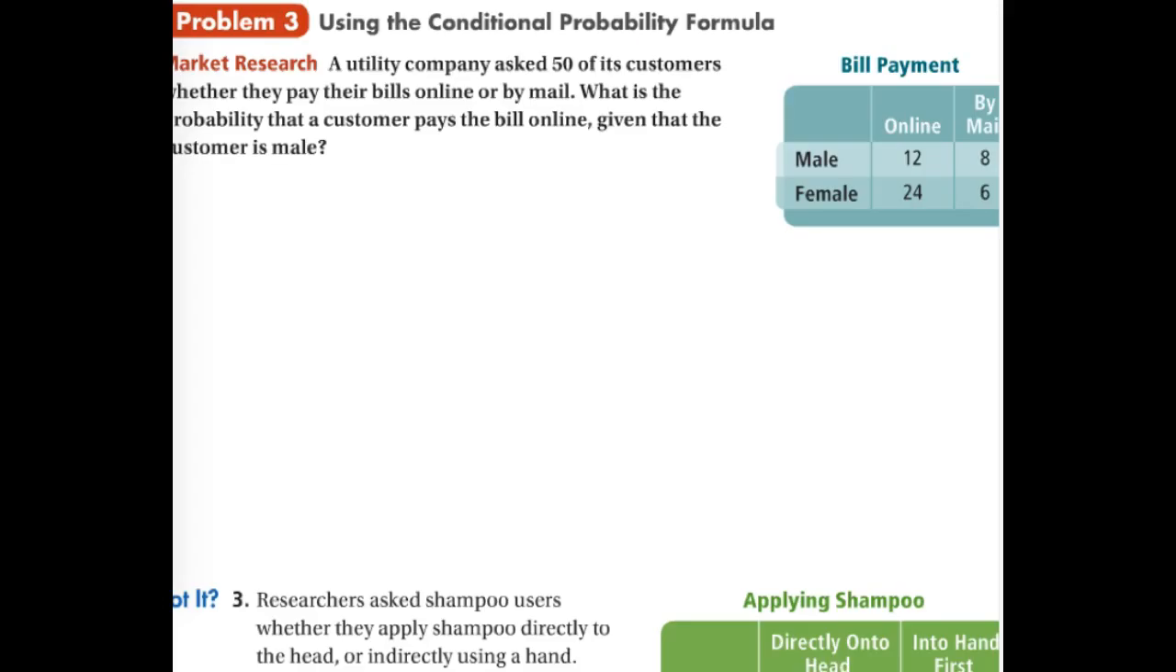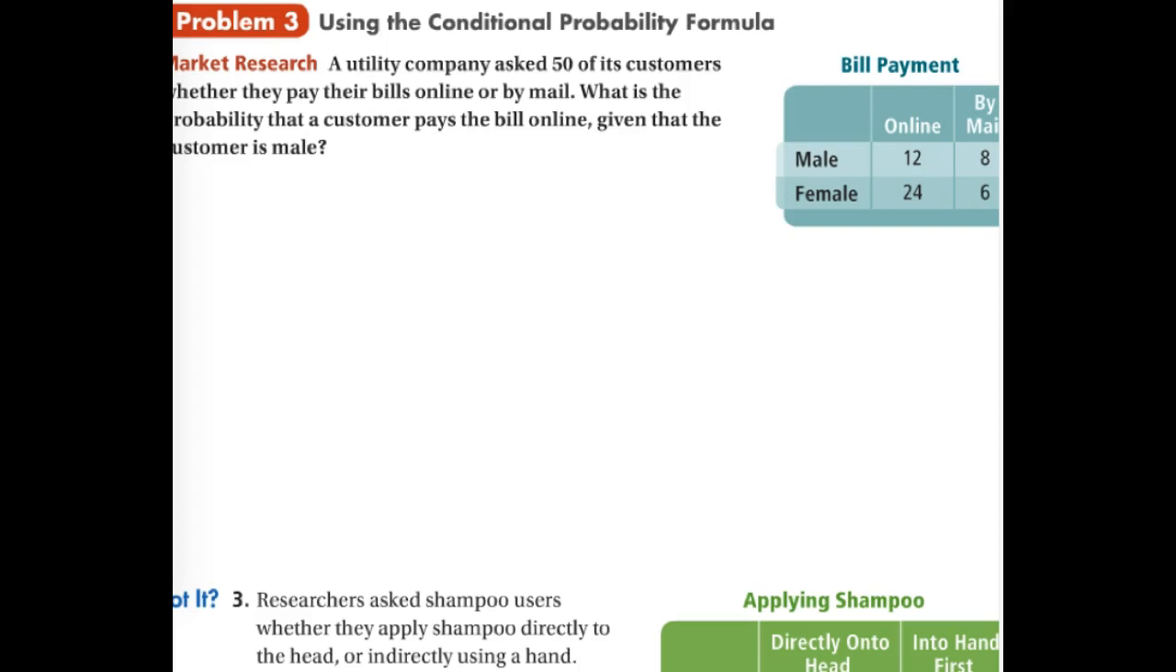All right, so we've got two more problems to work through. This one says we want to use that formula. I know it's a table. We could do this the same way that we've been doing the other few examples, but I want you to see why that formula works. So, it says we have a utility company. They asked 50 of its customers whether they pay their bill online or by mail. What is the probability that a customer pays the bill online given the customer is male?